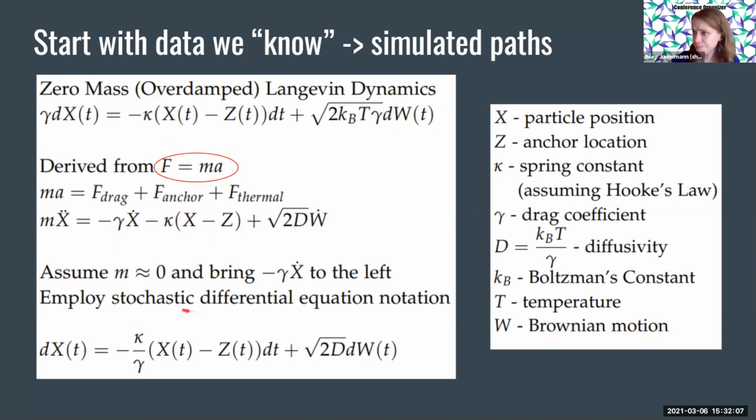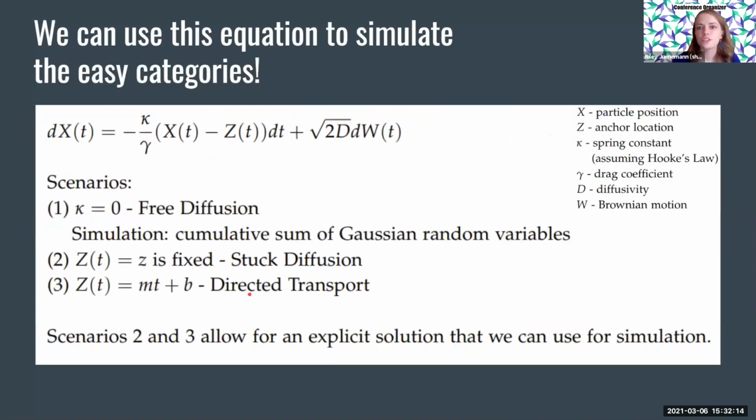And so we can do some rearranging and use some stochastic differential equation notation to arrive at this equation, which we can use to simulate those sort of easy categorizations we were talking about. The free diffusion, where the cargo isn't tied to anything, so it's just randomly fluctuating. The stuck diffusion, where it's anchored to that fixed point. And then directed transport, where the anchor is moving with some velocity.